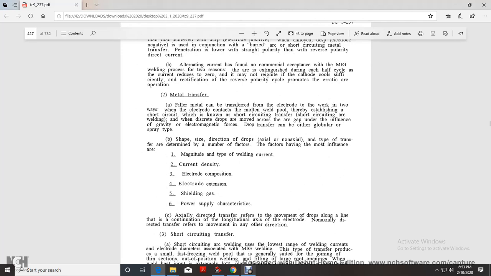Metal transfer. The filler metal can be transferred from the electrode in two ways. In one, the electrode contacts the molten metal pool, establishing a short circuit, which is known as short circuit transfer or short circuit arc welding. In the other, the metal is transferred as discrete drops that move across the arc gap under the influence of gravity and electromagnetic force.